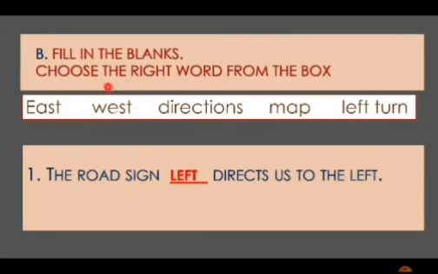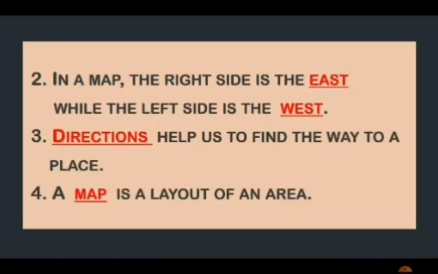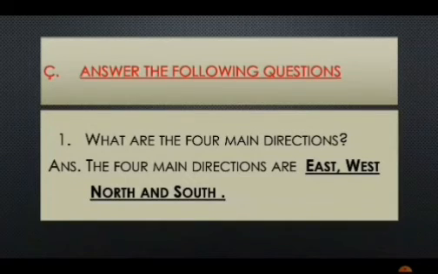Fill in the blanks. Choose the right word from the box: east, west, directions, map and left turn. 1. The road sign left turn directs us to the left. 2. In a map, the right side is the east, while the left side is the west. 3. Directions help us to find the way to a place. 4. A map is a layout of an area.